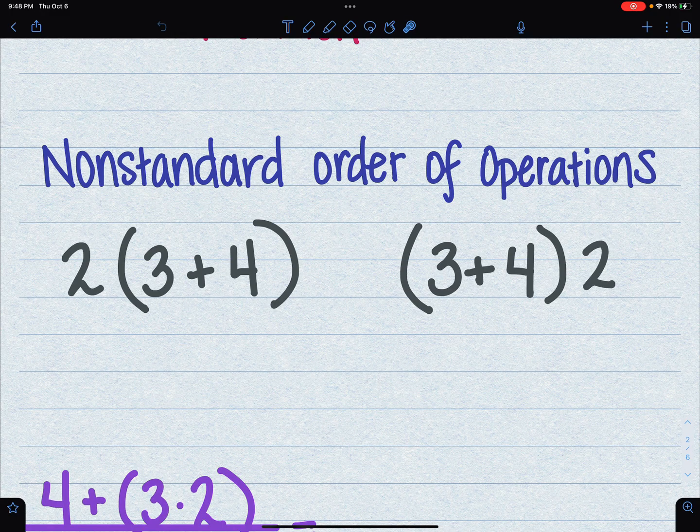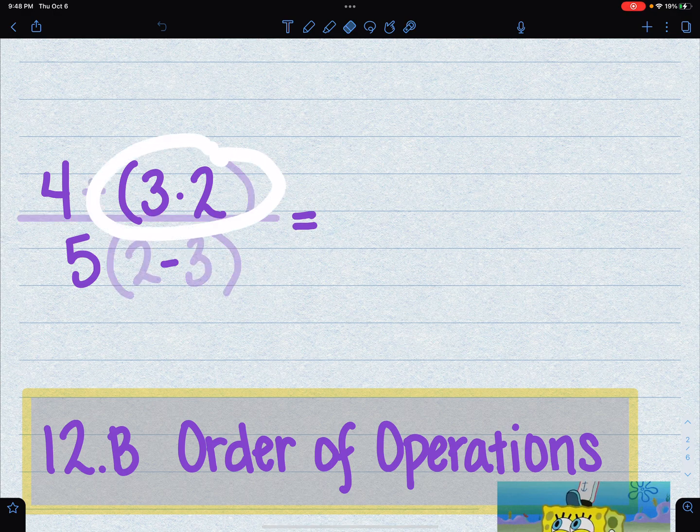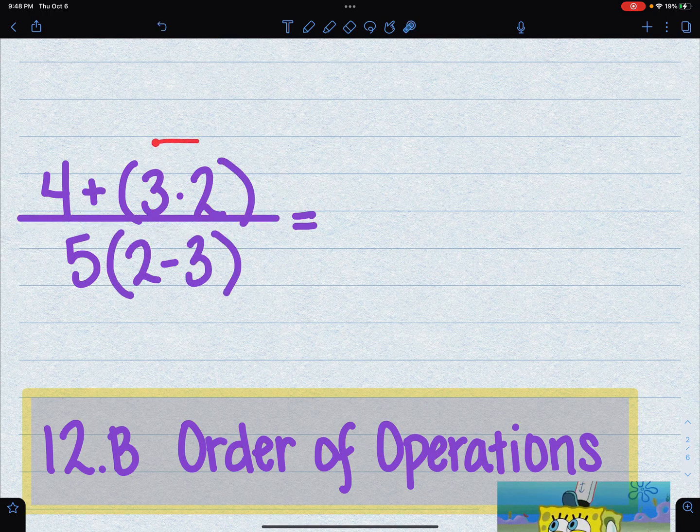Okay, so here we go. Let's do some examples because this is the best way to learn math. If you have a problem like this, and this is like the problem on the top of page 55, what you would do is you would do the parentheses first that are in the numerator, and all the parentheses in the denominator. And the last thing you're going to do is divide because of that fraction bar. So let's try it out.